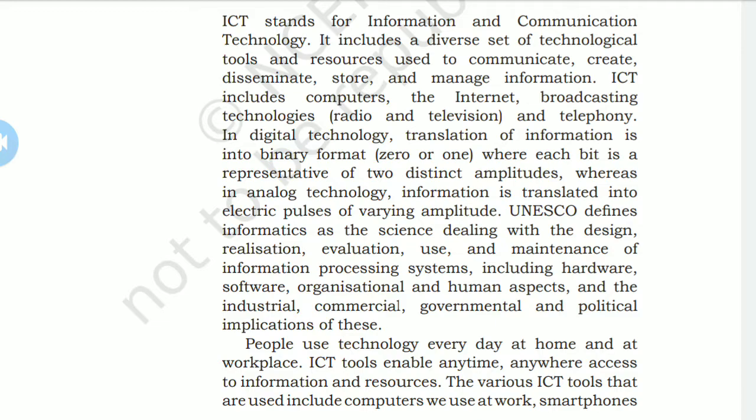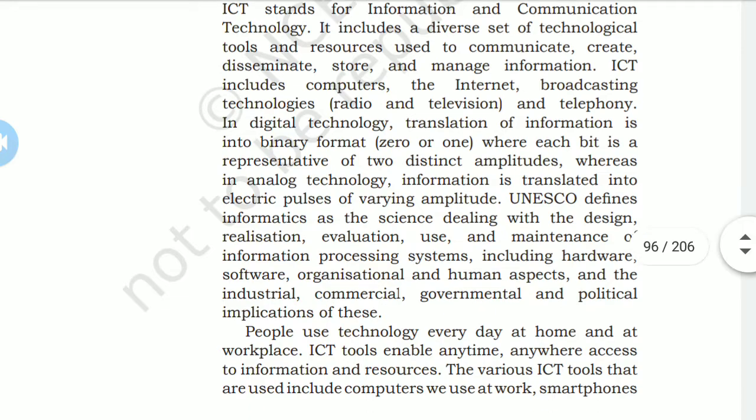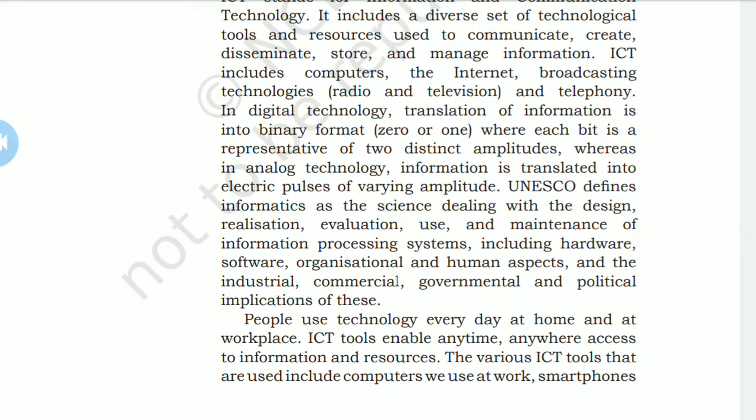Whereas in analog technology, information is translated into electric pulses of varying amplitude. Varying amplitude means what? You may have seen longitudinal waves etc. in the science, okay, in the physics practicals. So that is the analog technology.